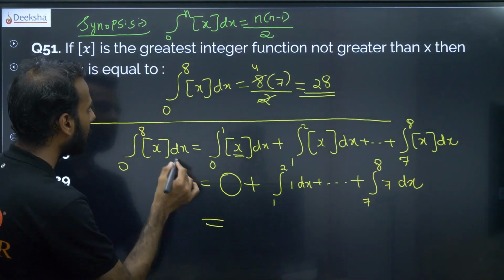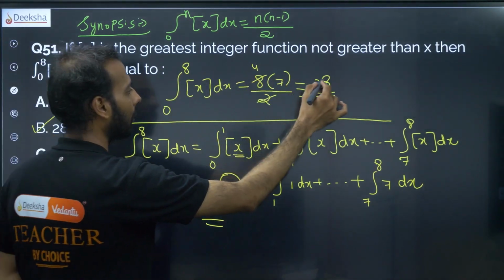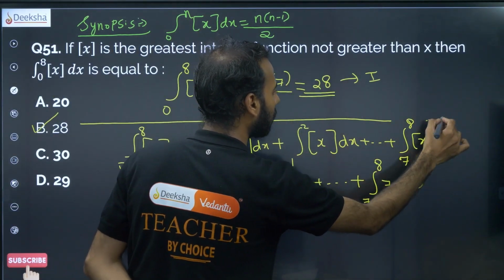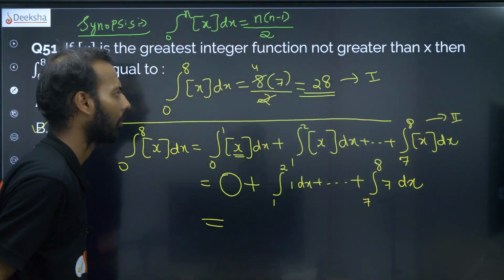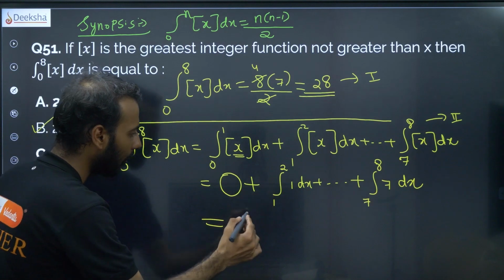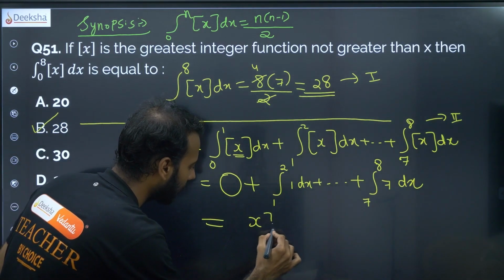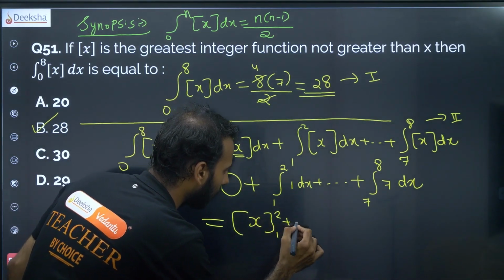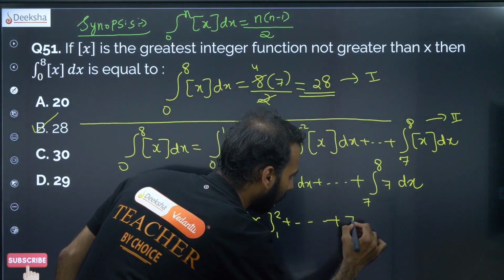Now this is the first method. If you are not okay with this, go for the second method. For understanding purpose. In the exam we have to go for this only, immediately answer. For understanding purpose I am explaining all this. Integration of 1 is x from 1 to 2, plus so on, plus I will keep 7 outside.